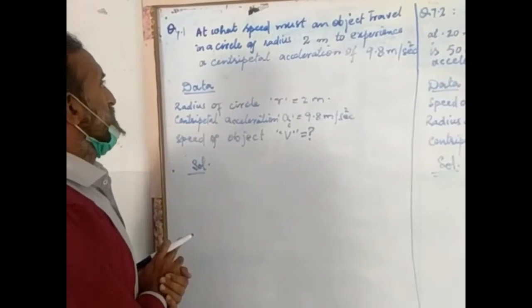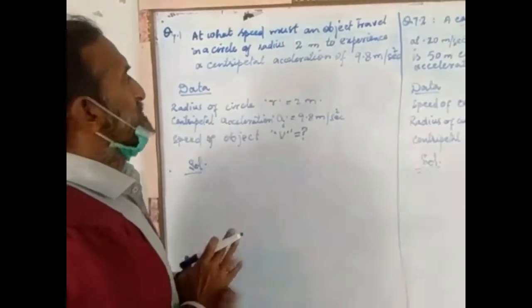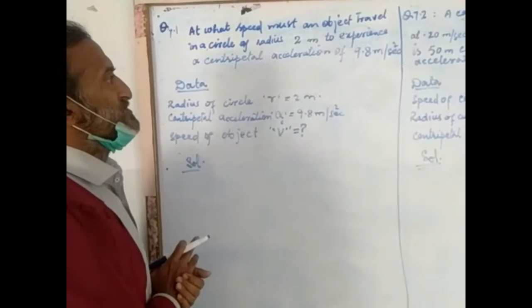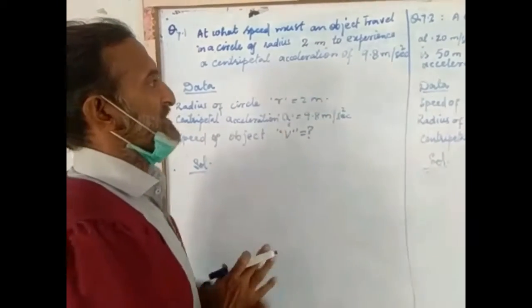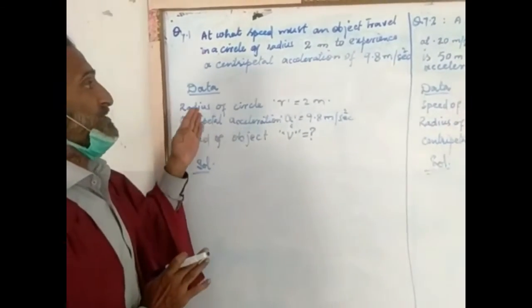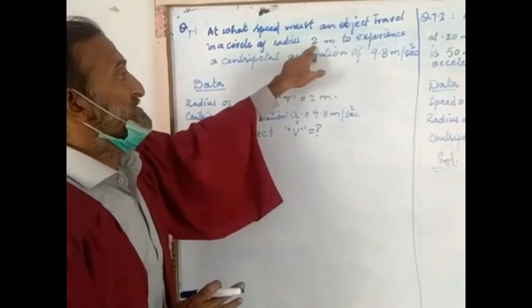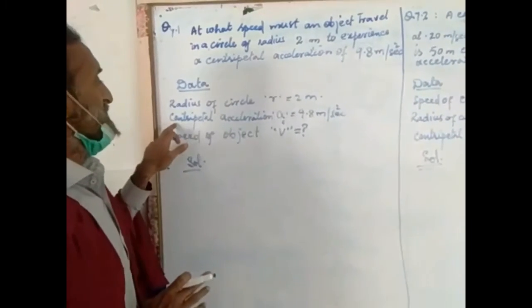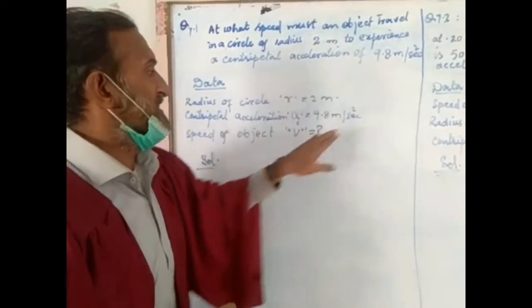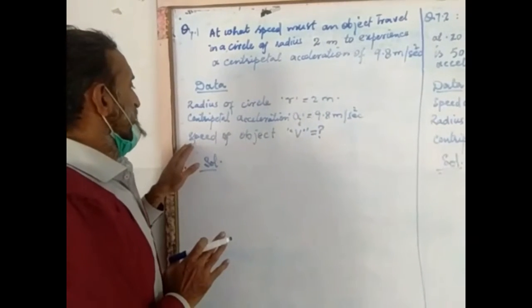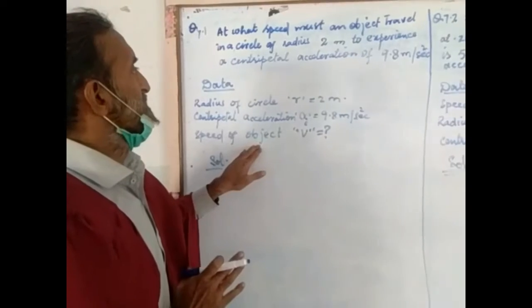Students, we are going to solve problem number 7.1. At what speed must an object travel in a circle of radius 2 meter to experience a centripetal acceleration of 9.8 meter per second square? The radius of the circle is 2 meter. Centripetal acceleration is given as 9.8 meter per second square. We have to find out the speed of the object.